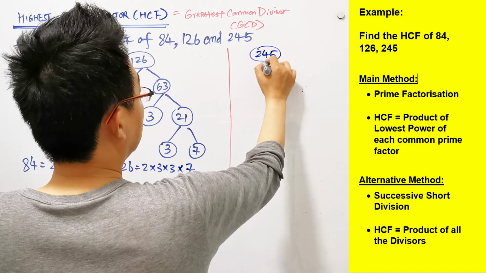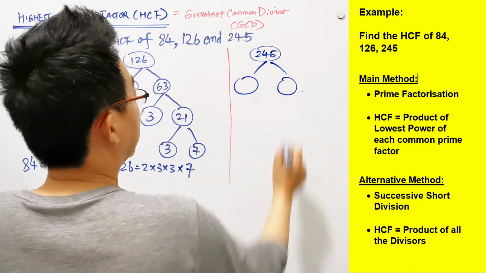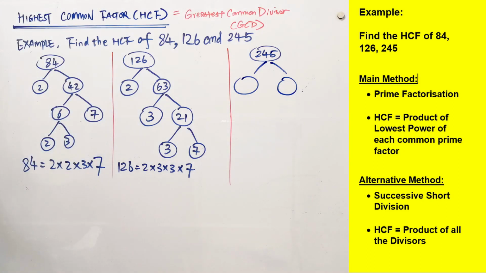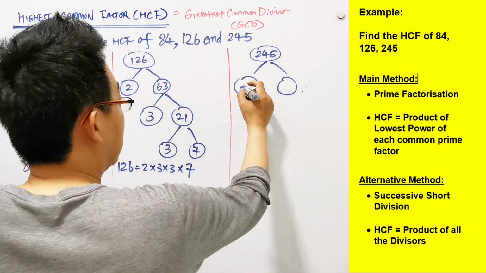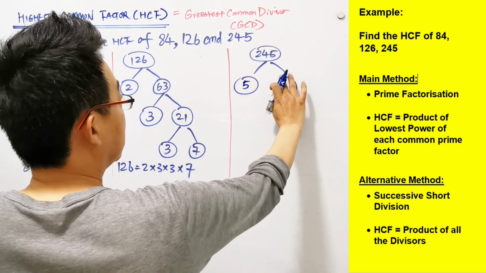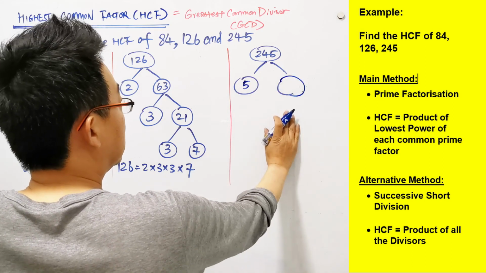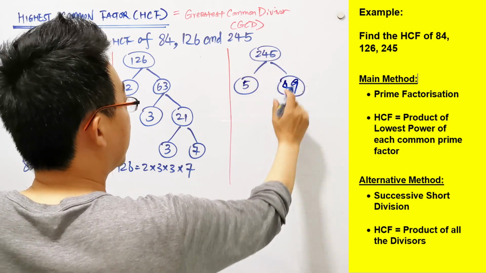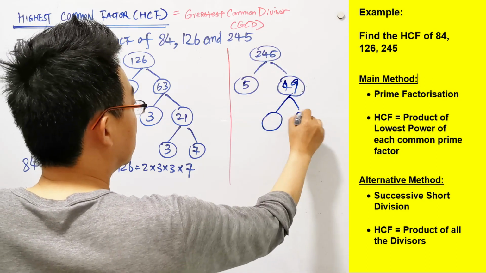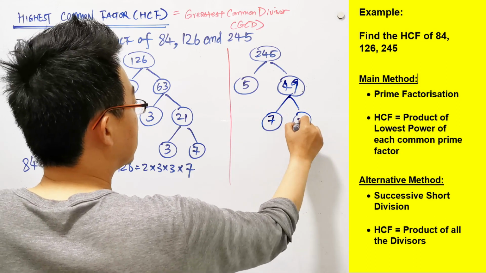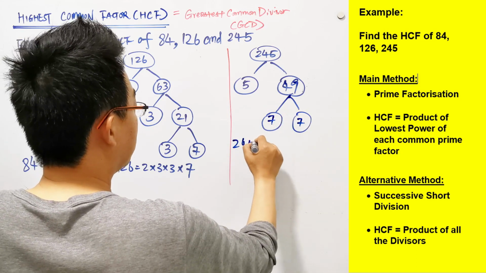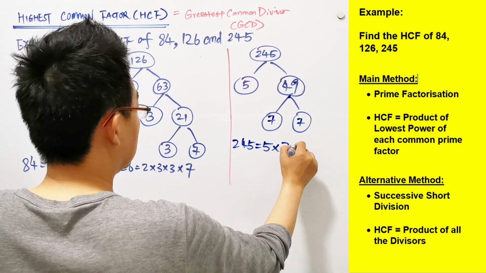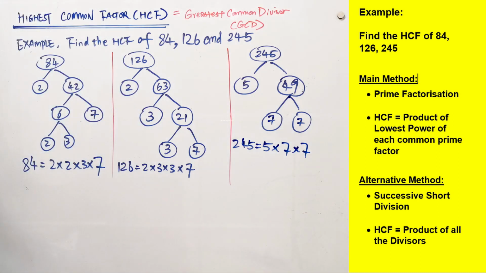245. What do we get? Okay, can we divide by 5? Yes, we can try 5. What do we get? We get 49, right? Continue. 7 and 7, right? So 245 equals 5 times 7 times 7. Okay, so that's what we get.